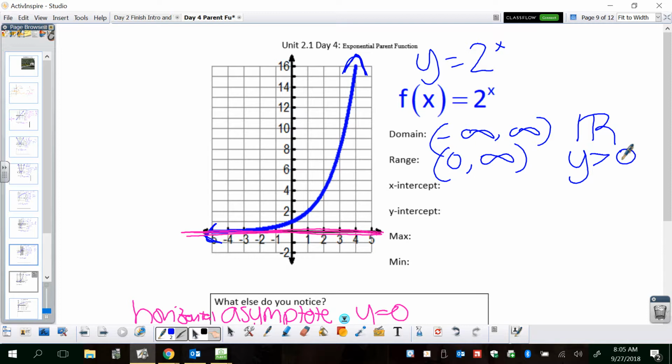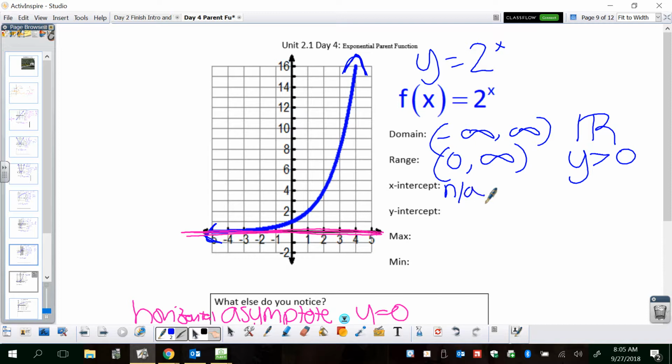Does it have the equal to? No, that's what's different, okay? That's how we know it doesn't actually touch, because it doesn't have the equal to this time. X-intercept, Y-intercept, are they different? Yeah, what's my X-intercept? Does it ever touch the X-axis? No, so there is none.